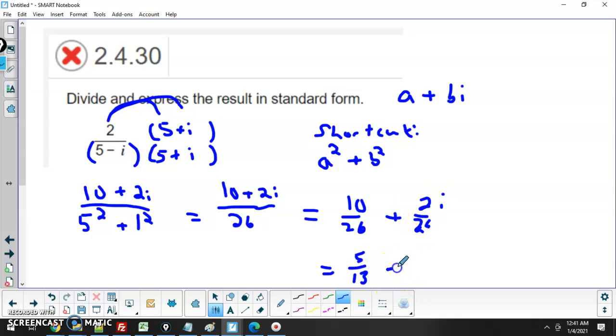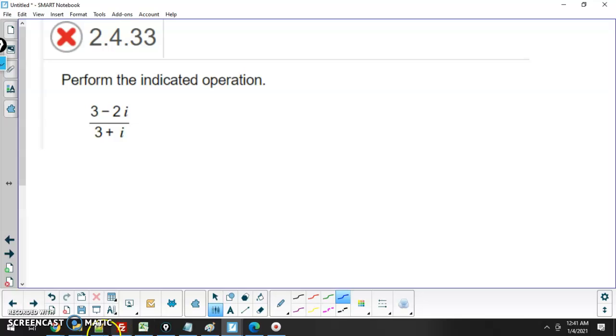And 2 over 26 is 1/13. Okay, so you have 1/13 times I. And there you go. That would be standard form. Okay? Next one, a little bit harder, but the same basic problem.